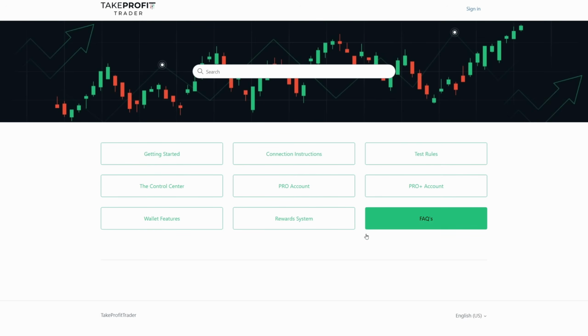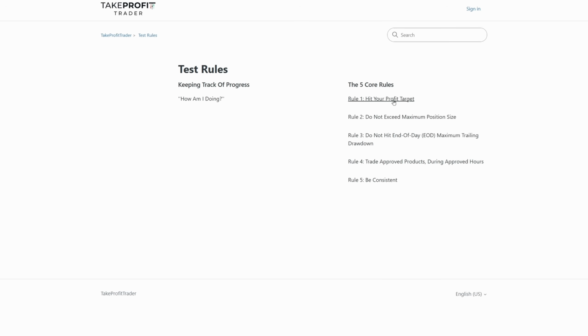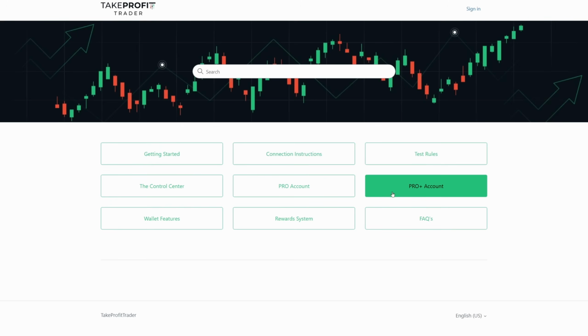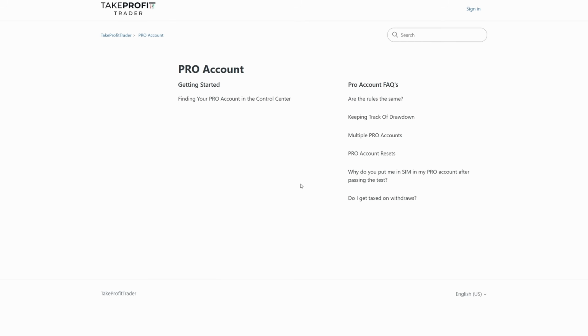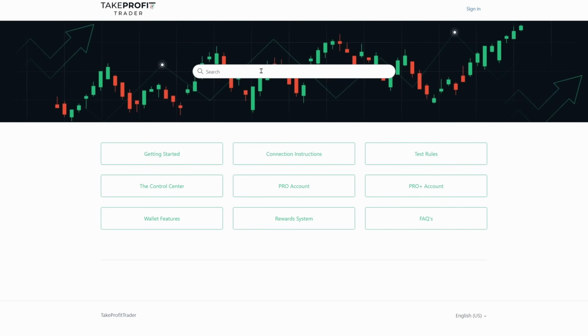So I decided to come over here and keep diving down in here. I said, okay, let's go over and take a look at the test rules. Maybe it's in there. Hit your profit target. That doesn't sound like it. Do not exceed the maximum position size. That doesn't sound like it. Do not hit the end of the day drawdown. Trade approved products during approved hours. Be consistent. I don't see anything in there. Well, what about the pro account? In the pro account, are the rules the same? Again, I don't see anything in here that relates to copy trading.